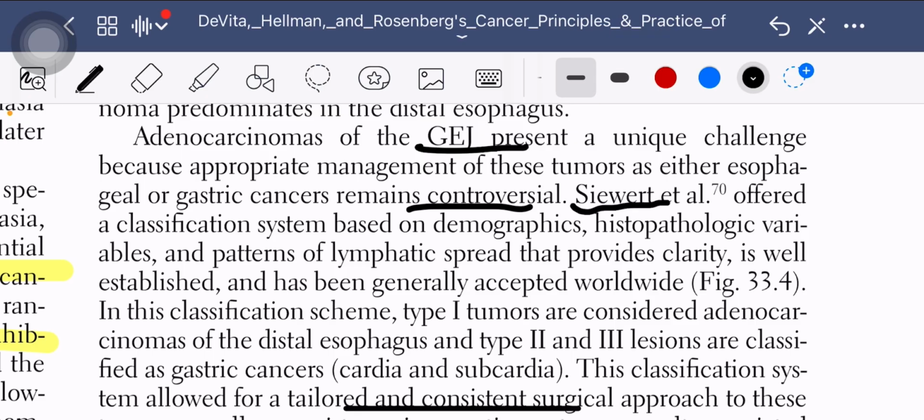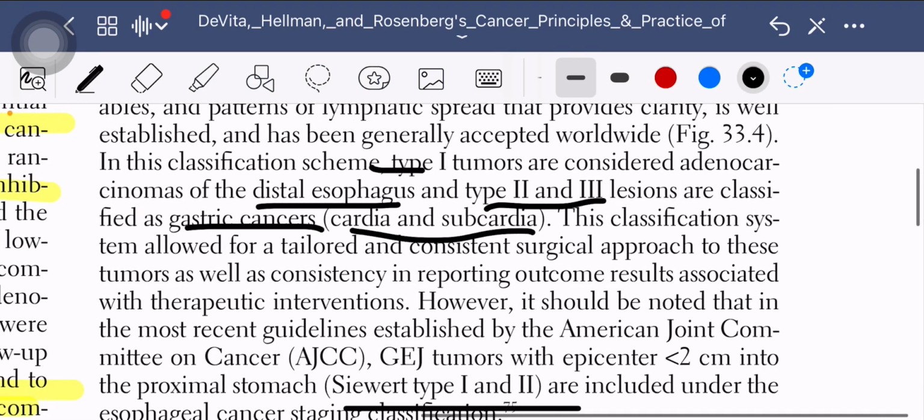Siewert et al. offered a classification system based on demographic and histopathologic variables and pattern of lymphatic spread that provides clarity. It has been generally accepted worldwide. In this classification scheme, type 1 is considered adenocarcinoma of the distal esophagus, and types 2 and 3 are considered gastric cancer, that is cardia and subcardia. So type 1 is distal esophageal, type 2 and 3 are cardia and subcardia.